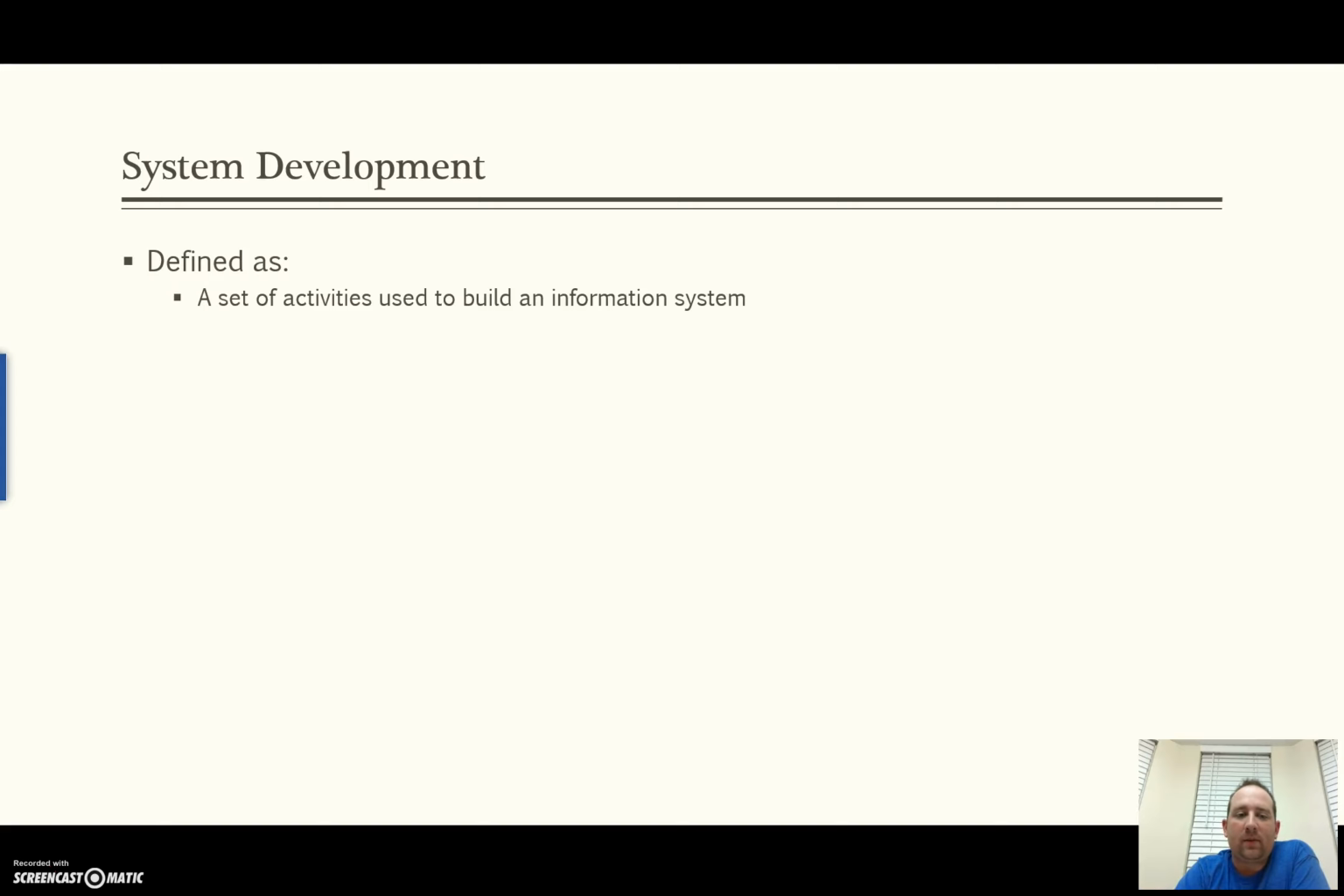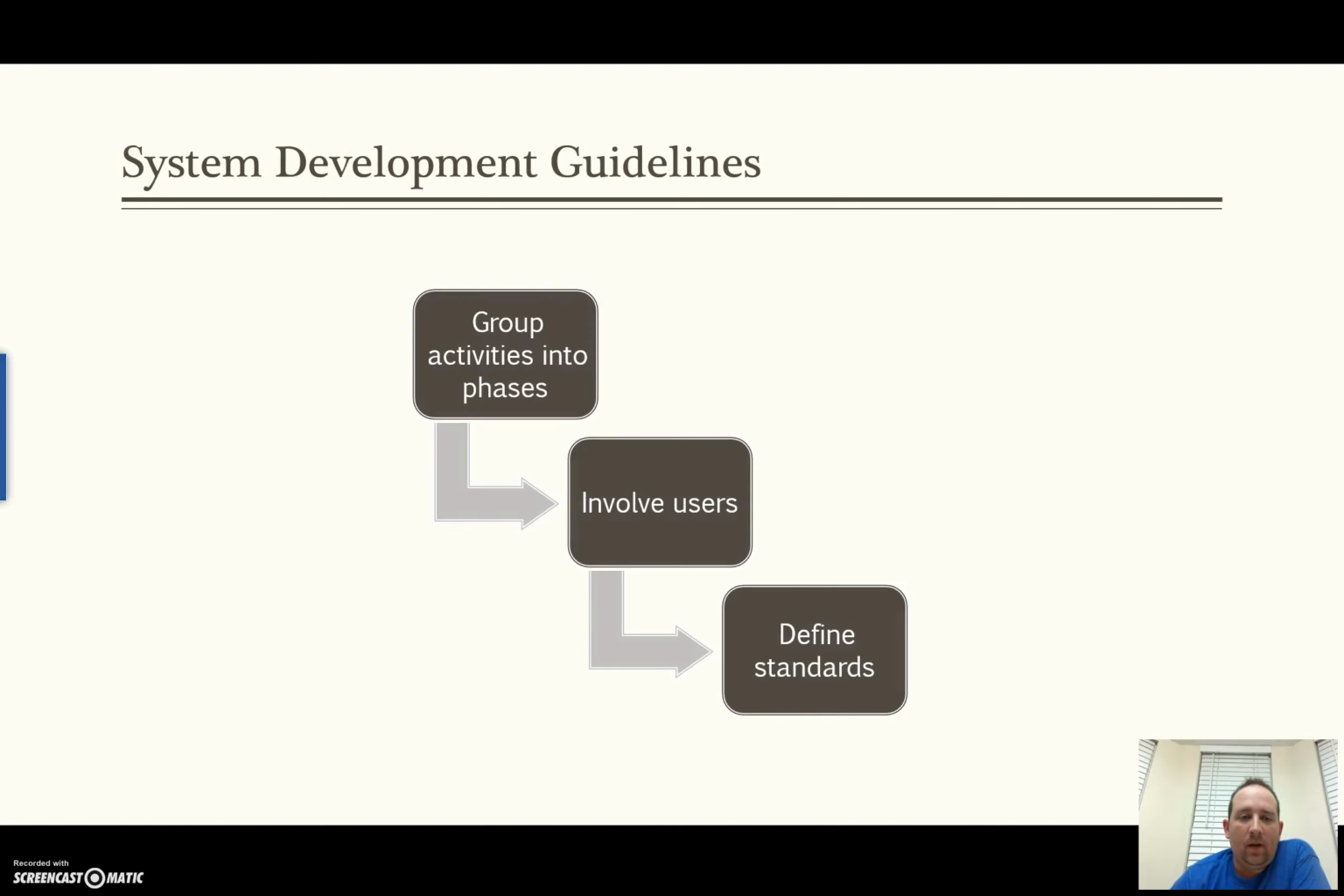So the definition of system development is a set of activities used to build an information system. So essentially, this is just whatever it took to make the system, to build the system. There's 3 different guidelines to system development. The first one being grouping activities into phases. A lot of times these activities have similar tasks. So just making sure that all those tasks are grouped together and that you're not working on similar tasks spread out throughout the project. It's better just to have them all together.